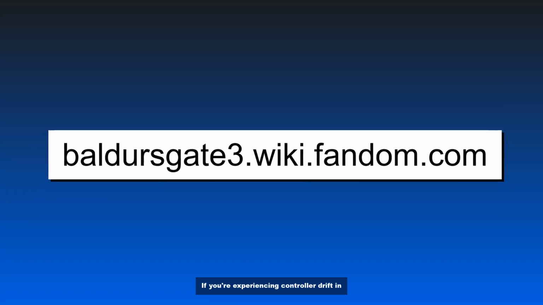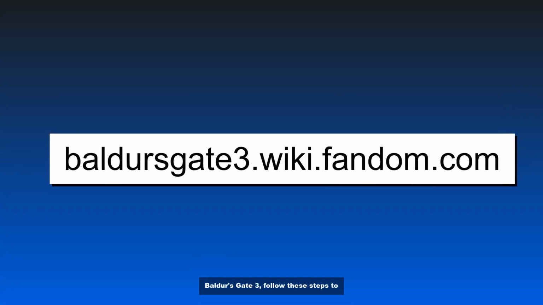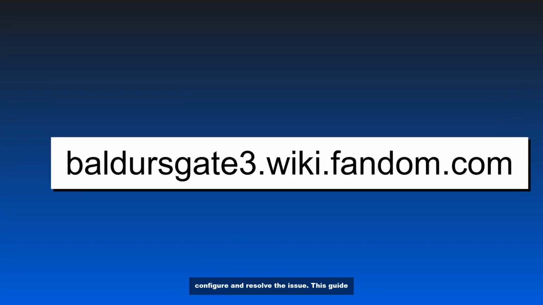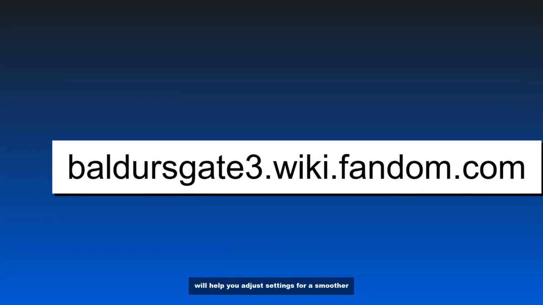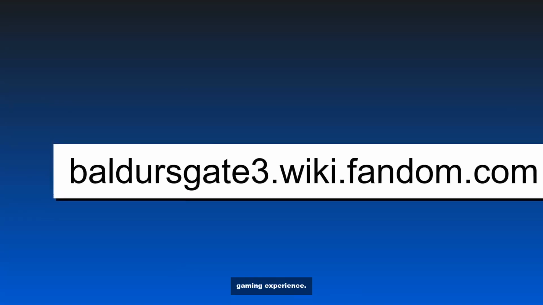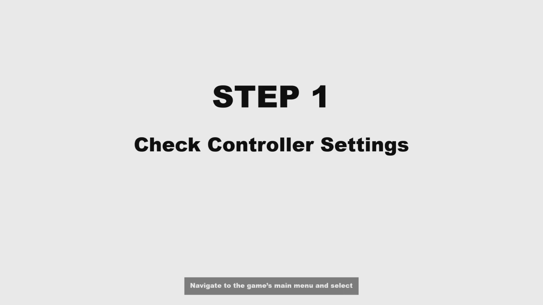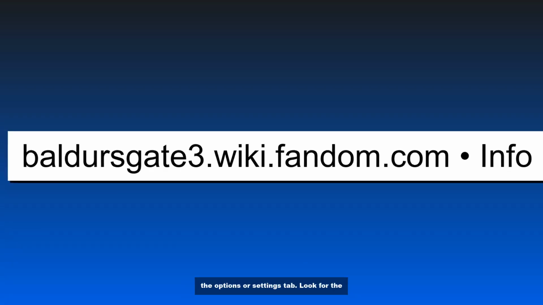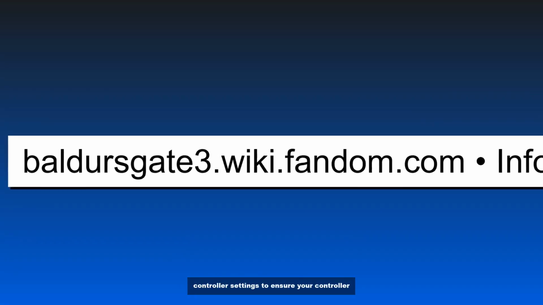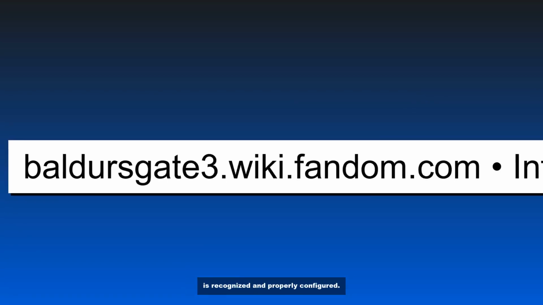If you're experiencing controller drift in Baldur's Gate 3, follow these steps to configure and resolve the issue. This guide will help you adjust settings for a smoother gaming experience. Step 1. Check controller settings. Navigate to the game's main menu and select the Options or Settings tab. Look for the controller settings to ensure your controller is recognized and properly configured.